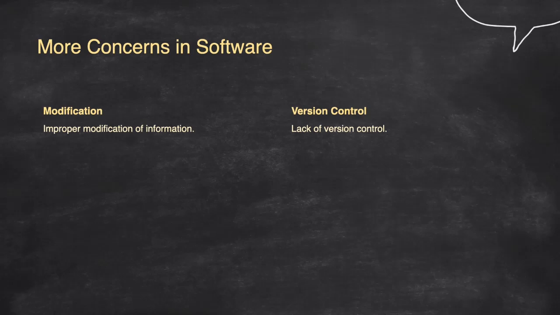Now imagine multiple developers working on the same project without version control. It becomes a nightmare, with team members unintentionally overwriting each other's work. And here is the worst part: if a new change causes issues, rolling back to a stable version becomes almost impossible without a proper system in place.